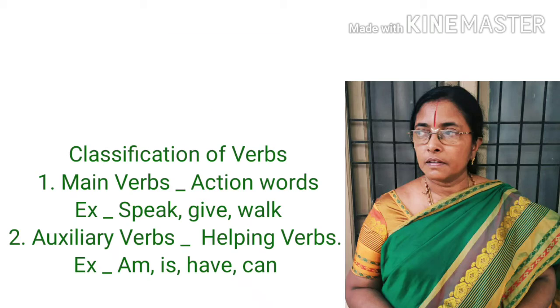Let us see. All action words come under main verbs. For example, speak, give, walk, all these come under main verbs. Then comes auxiliary verbs. What are auxiliary verbs? Auxiliary verbs are used as helping verbs. All be forms like am, is, have, has, can, may, all these come under auxiliary verbs. Now let us observe further classification of main verbs and auxiliary verbs. We will learn all these with examples.